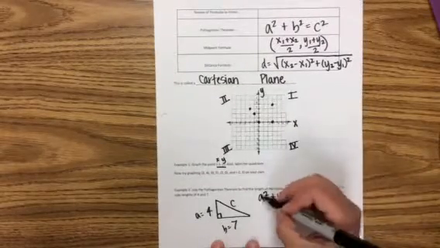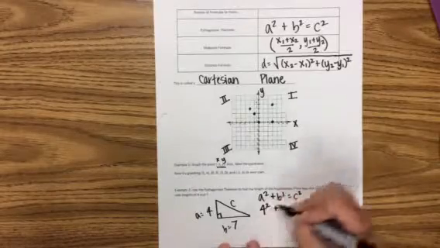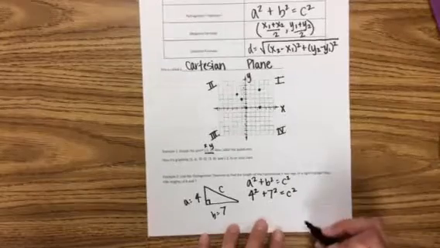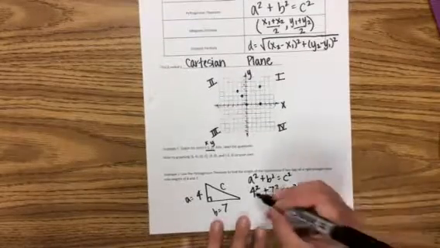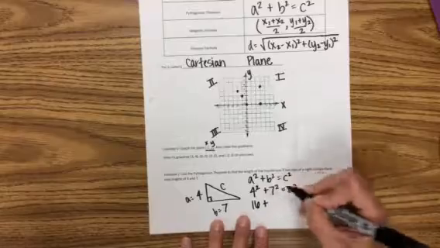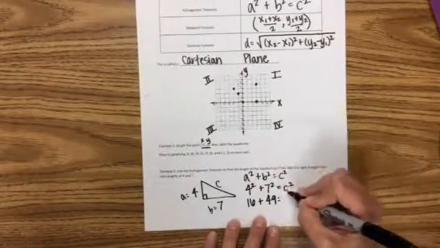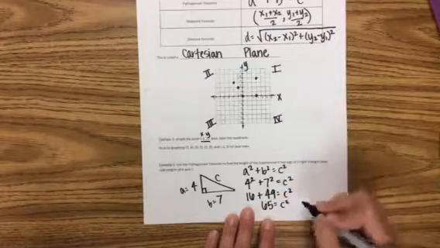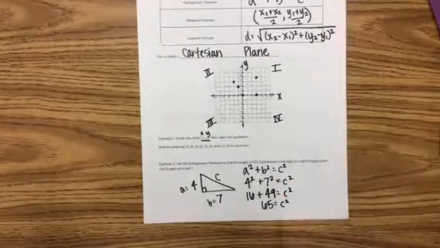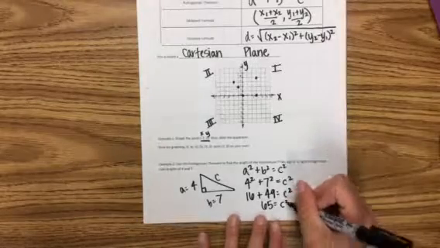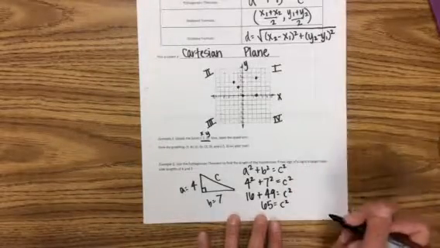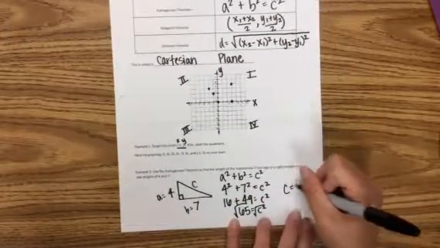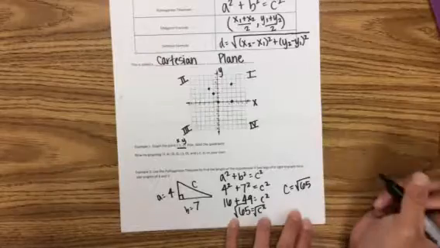So I'll plug 4 in for A, 4 squared, plug 7 in for B, 7 squared, and then I will work down to find what C is. So 4 squared is 16, 7 squared is 49, and 16 plus 49 is 65. So we end up with 65 equals C squared, and I need the C value. To get rid of a squared, the inverse operation is a square root. So I will square root both sides, and C equals the square root of 65.